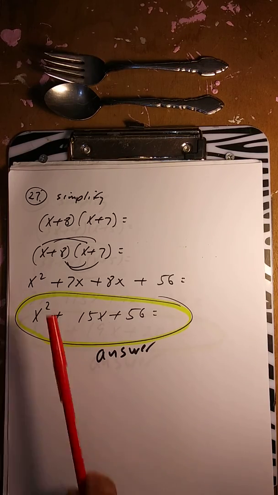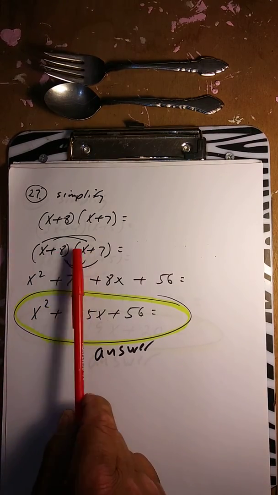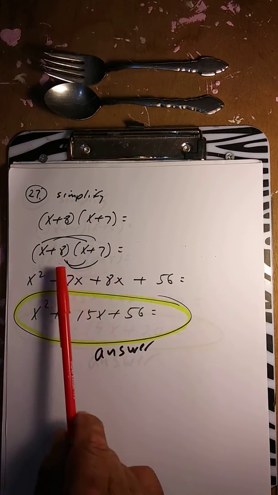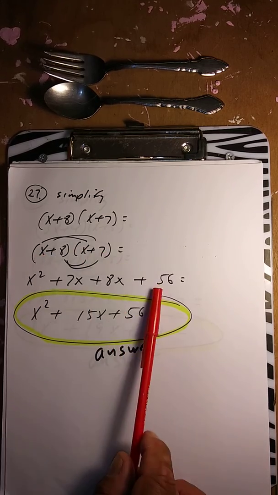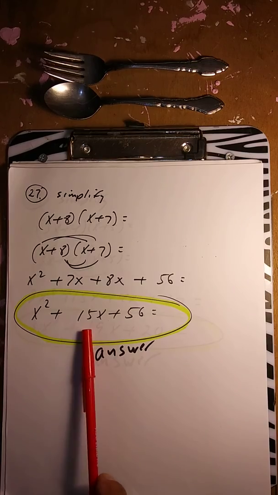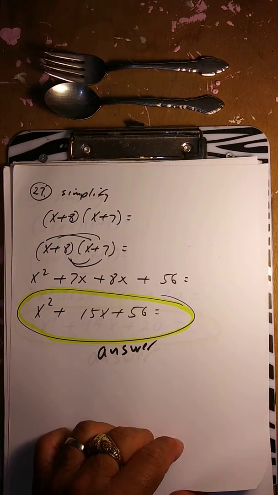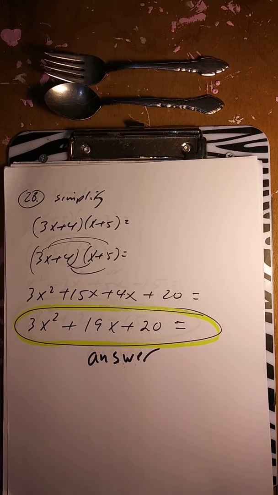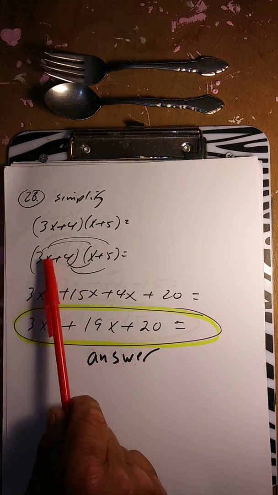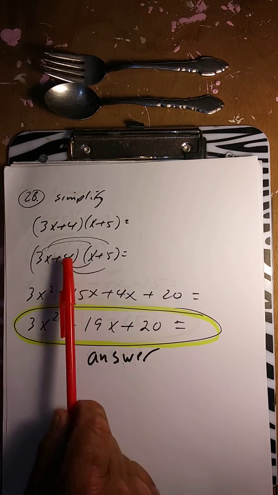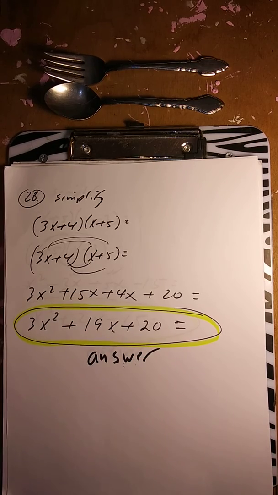Let's multiply this out. X times x, x squared, x times that is going to be 7x, that times that is 8x, that times that is 56. So we have x squared, 7x, 8x, 56. Put these together, x squared plus 15x plus 56. Another one. That times that is 3x squared, that times that is 15x, that times that is 4x, this times this is 20. So 3x squared plus 19x plus 20.